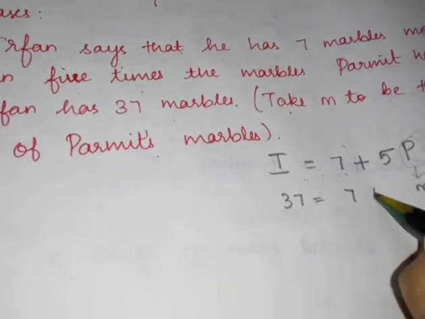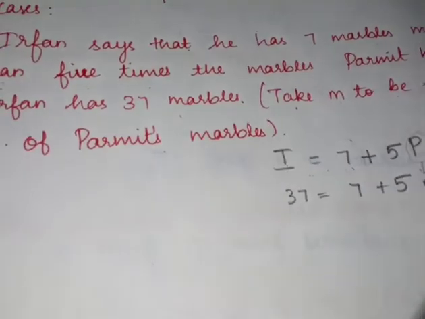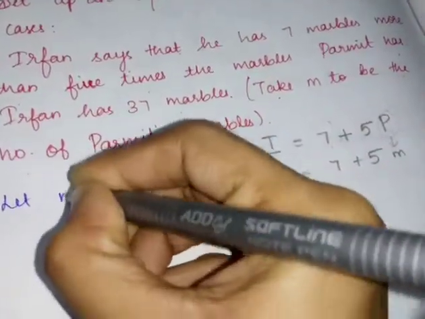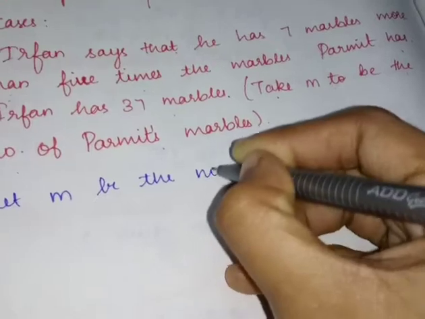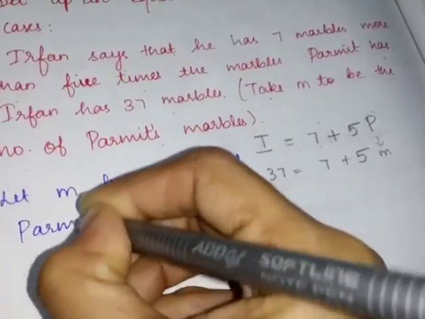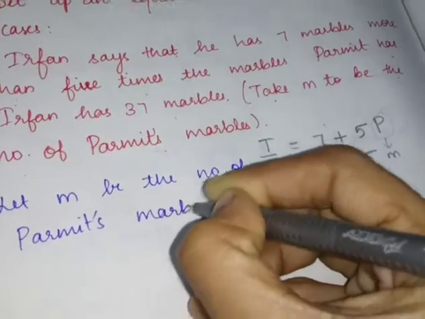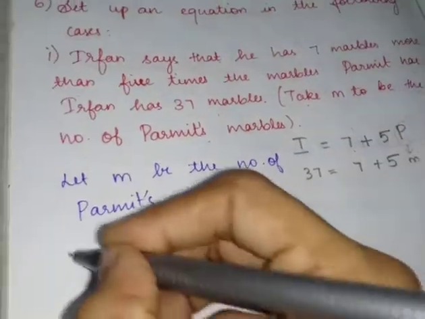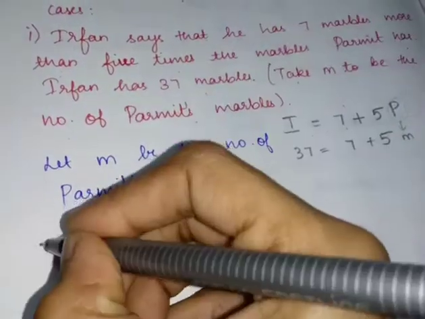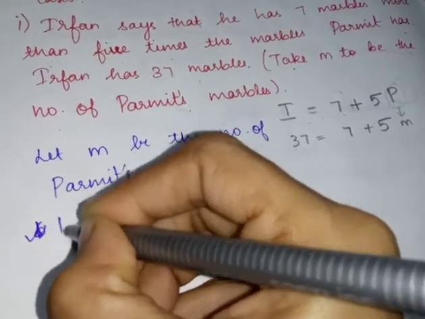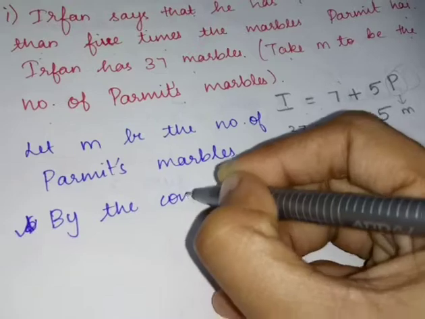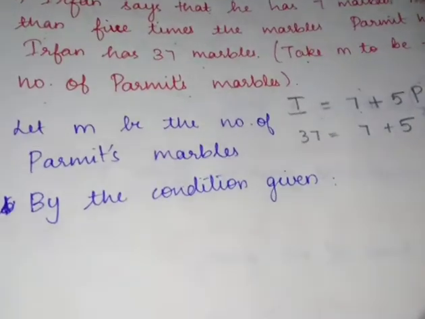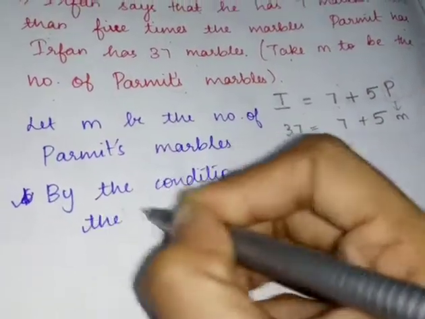So what will be the equation? 7 plus 5M. Shall I write it in words now? Let M be the number of Parmit's marbles. They have given children, it is already given. Let M be the number of Parmit's marbles. So as per the given situation, by the condition given, what is the equation?